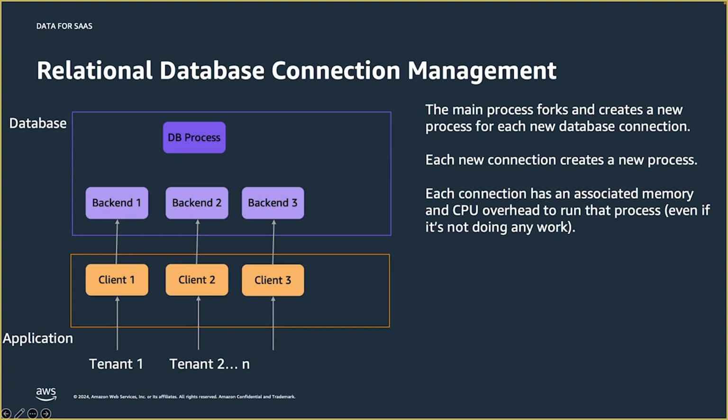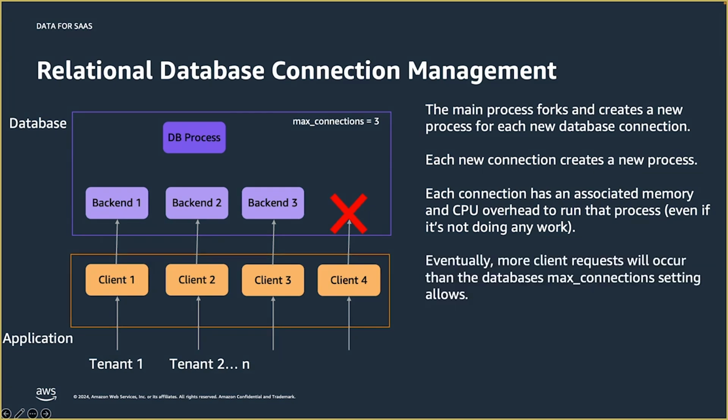Each one of those backend processes has an associated amount of memory and CPU that's required just to keep the process alive, just to keep the TCP connection alive, even if it's not actually doing any work. And for that reason, we have a configuration parameter on the database engine that will set what is the maximum number of connections that the database is able to accept. When we hit that number, that means that our application can no longer open any new connections to the database. So as we scale the number of tenants, eventually we'll get to the point where we're not able to open any new connections for our tenants using the application.